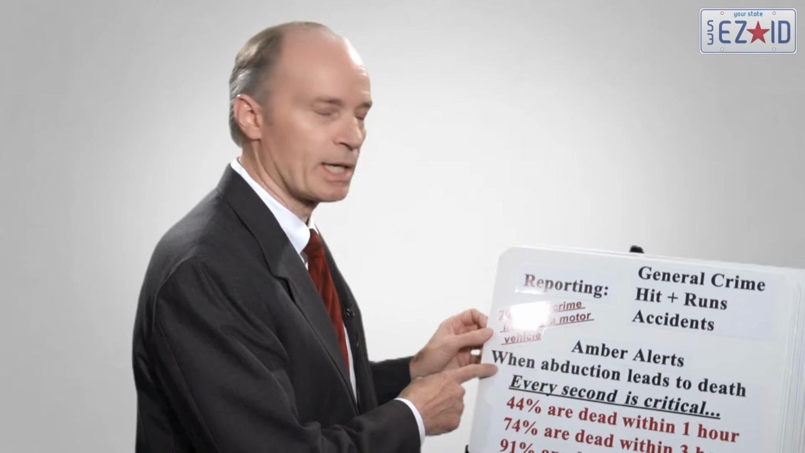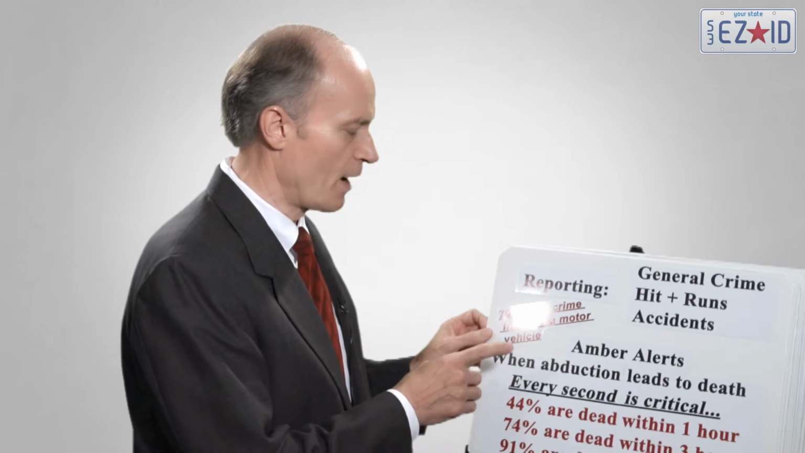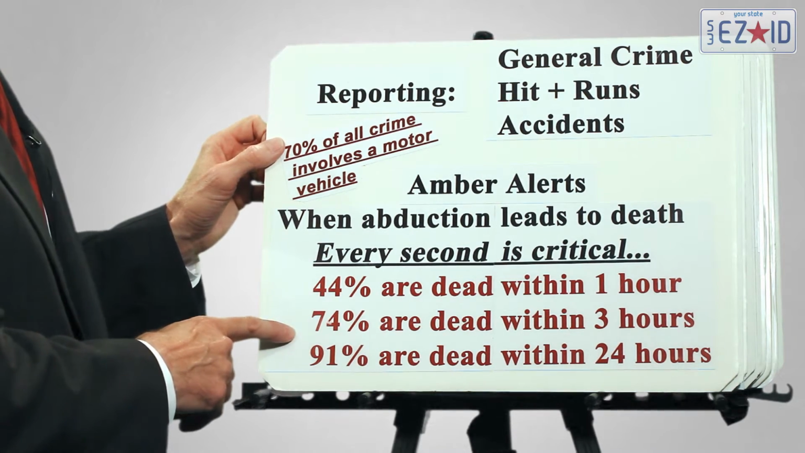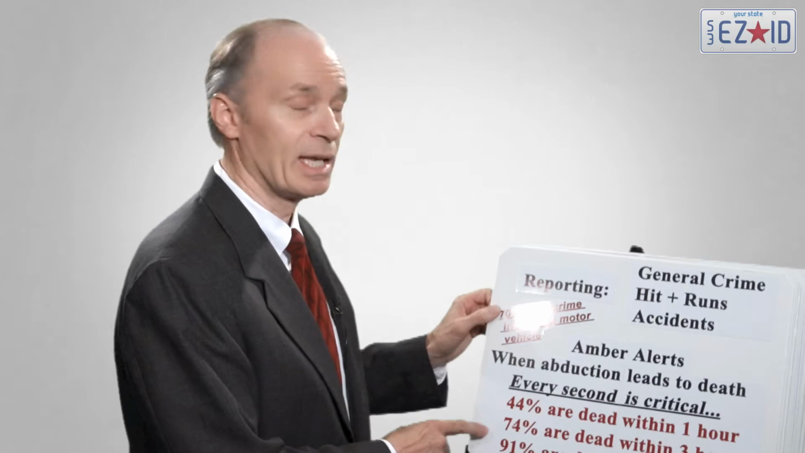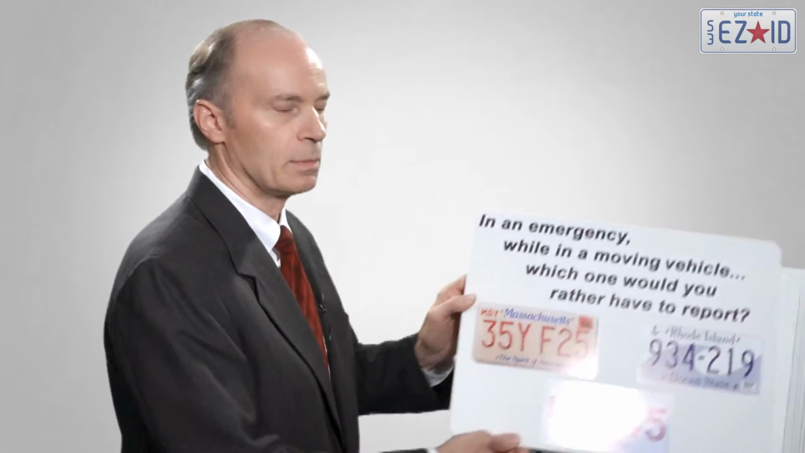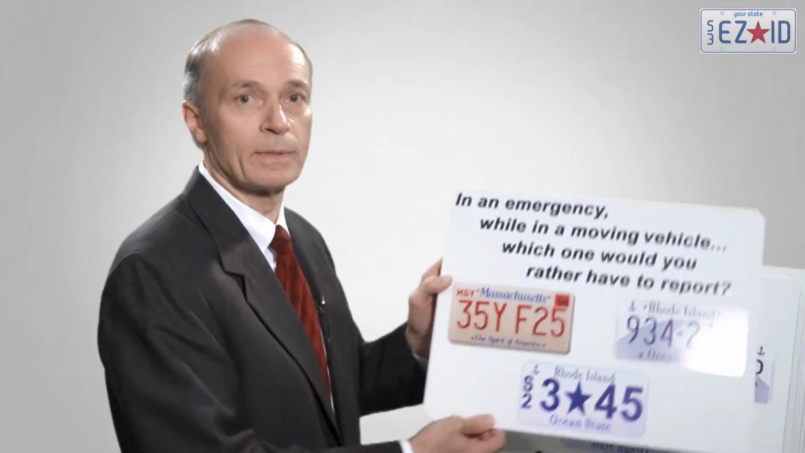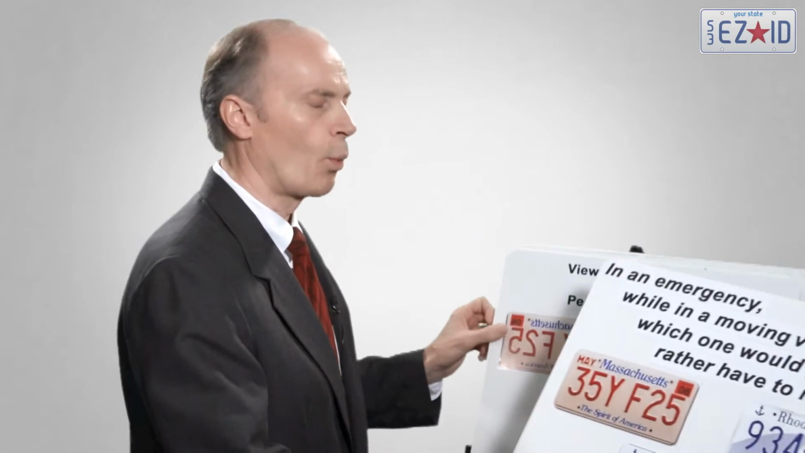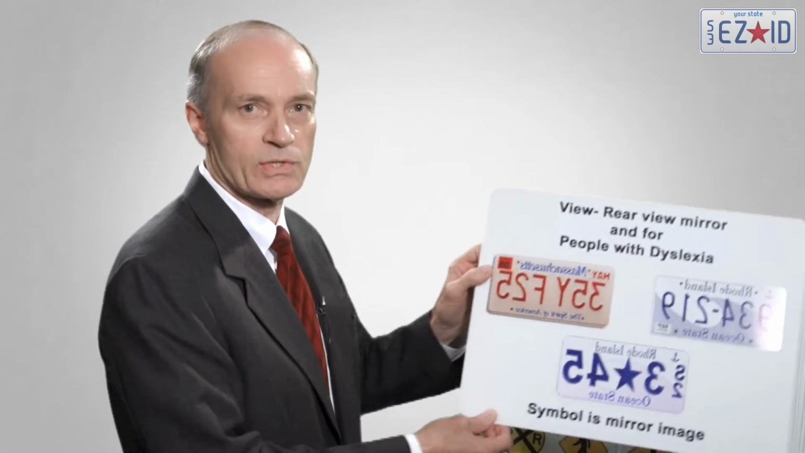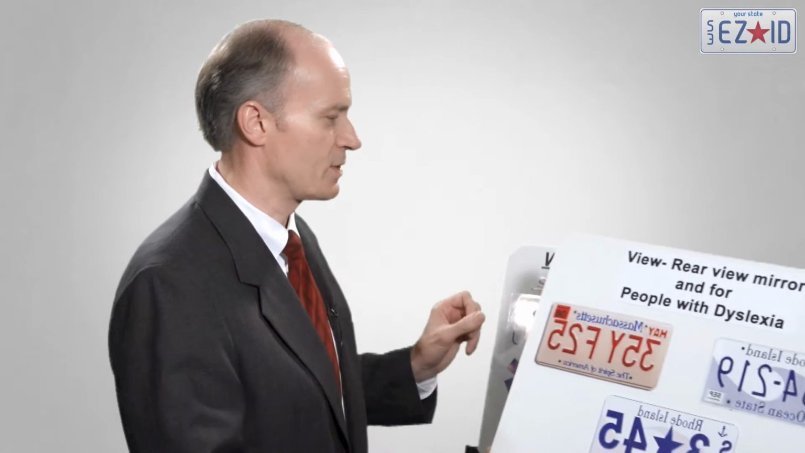When we take a look at abduction, every second is critical. 44% are dead within the first hour, 74% within 3 hours, 91% within 24 hours. If you were looking at a moving vehicle, what would you see from that? The symbol stands out. What if you're dyslexic or you're looking through a rear view mirror? What are you going to see? Again, the symbol stands out.